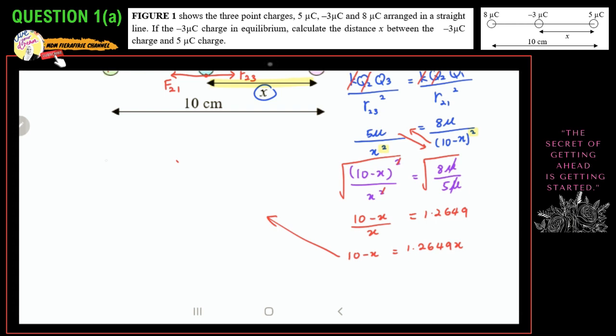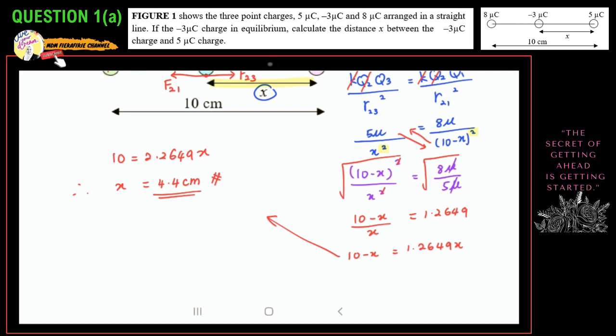Okay, so 10 is equal to 1.2649x plus x, which is equal to 2.2649x. Therefore, x is equal to 10 divided by 2.2649, and finally, x is equal to 4.4 centimeter. The question asks us to find the distance x, so the distance x is equal to 4.4 centimeter.